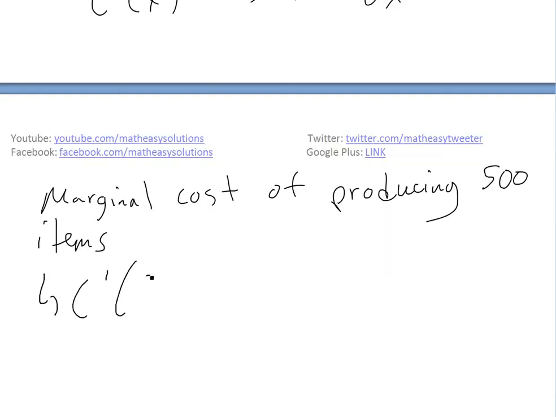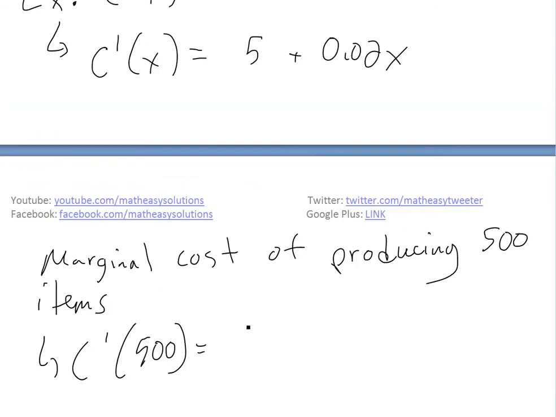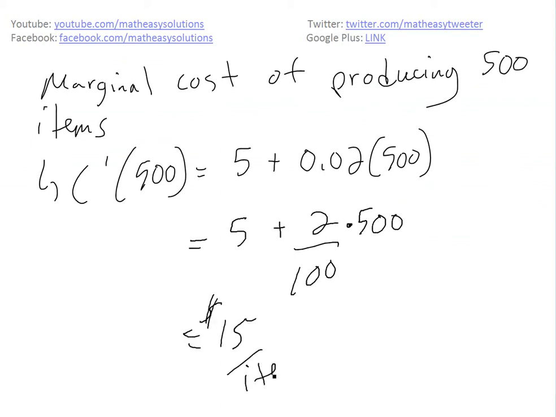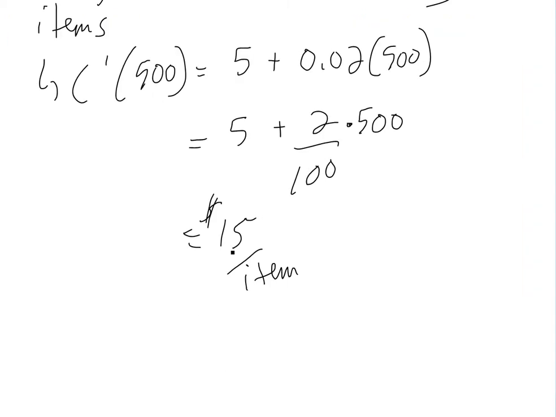We get C'(500) is equal to 5 plus 0.02 times 500. This 0.02 is just 2 over 100 times 500, which is 1,000 divided by 100, so this is just going to be 10. And we get 15 dollars per item. So this is the marginal cost to produce one more item at 500 items.